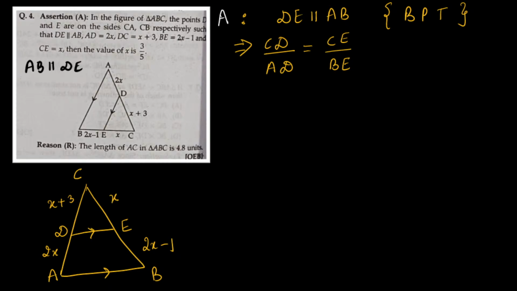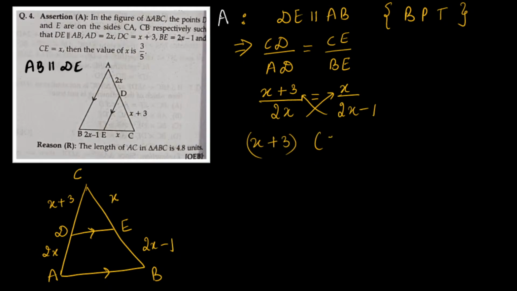Now we can just substitute their values. CD is x plus 3 because we have to find the value of x. AD is 2x, CE is x and BE is 2x minus 1. So all the values I have substituted. Now this has become a linear equation. We can simplify by cross multiplication. So x plus 3 will get multiplied by 2x minus 1, and x will get multiplied by 2x.